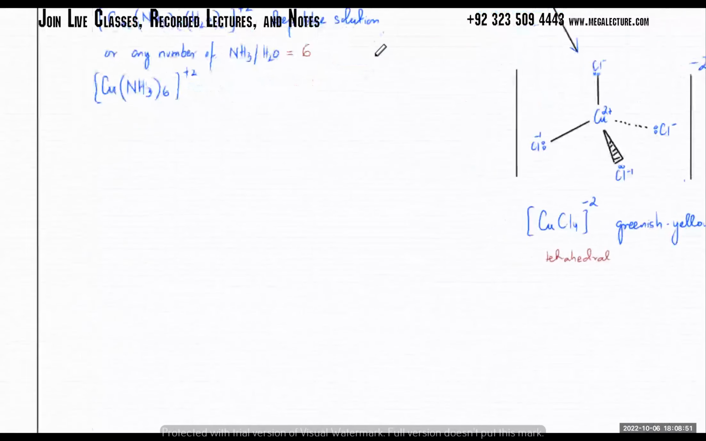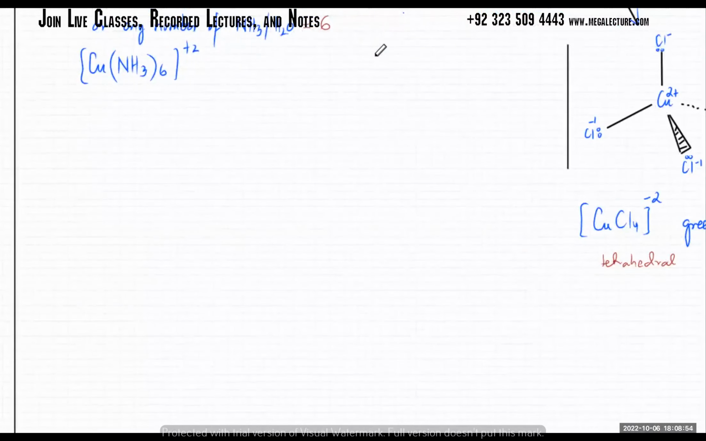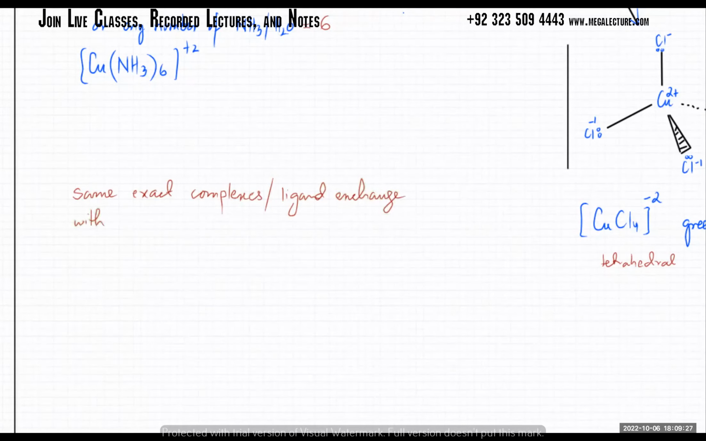And exactly the same thing happens with cobalt. This is something that you should remember: with copper 2+, you have all these ligand exchange reactions. The same exact thing happens with cobalt as well. Same exact complexes and ligand exchange reactions are going to take place with cobalt.